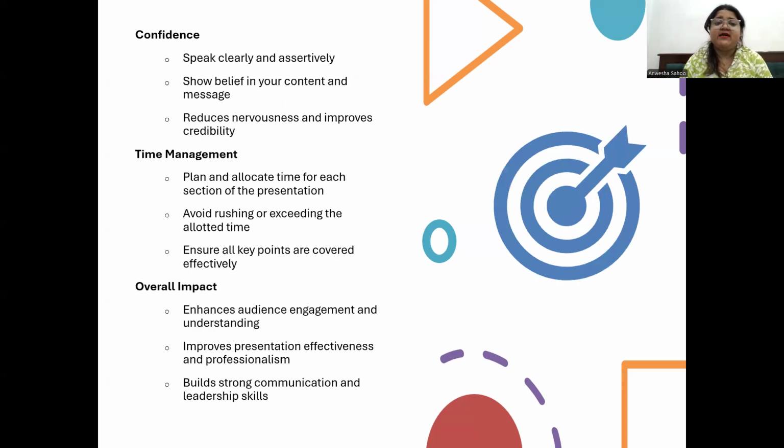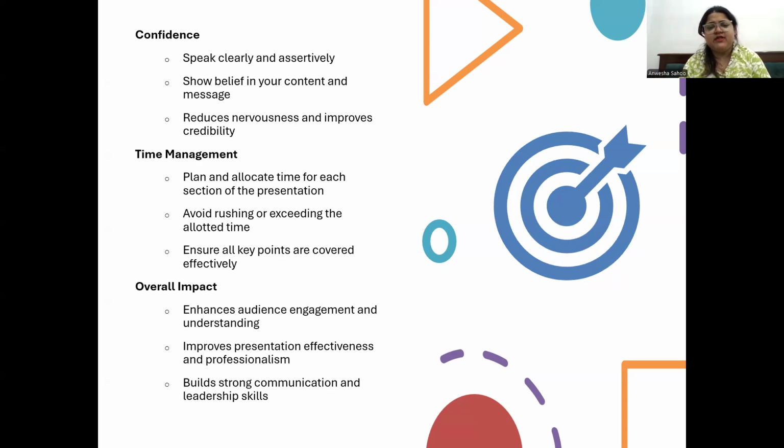Confidence. Speak clearly and assertively. Show belief in your content and message. It also reduces nervousness and improves credibility. So, the more confident you are in your presentation, the more you will be able to speak clearly and assertively.